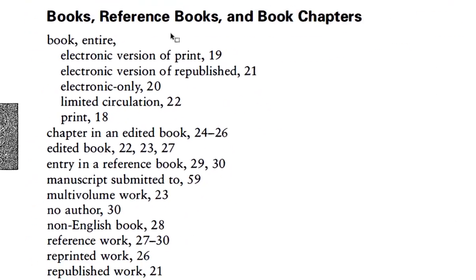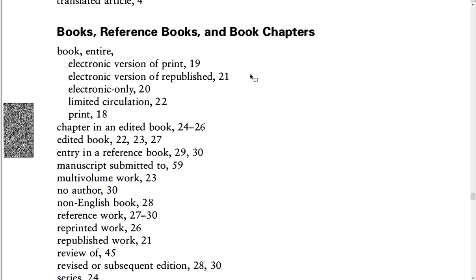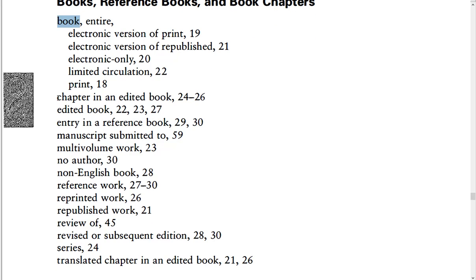Then we have the next section, which is all books, reference books, and book chapters. If it's an entire book, that means it's written by one author or a set of authors. That's a book. For our purposes, a lot of the times it's actually more chapters in edited books. A lot of academic books, for example, the personal relationships book that you guys have, each chapter is written by a different author or author group. So each of those chapters has to be cited as a chapter in an edited book.